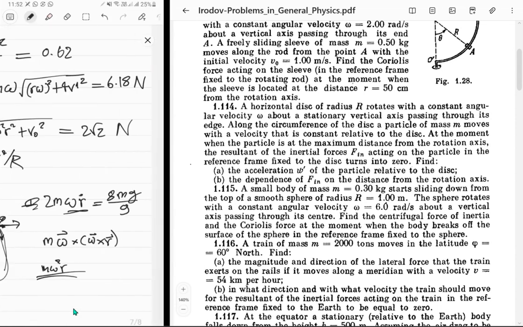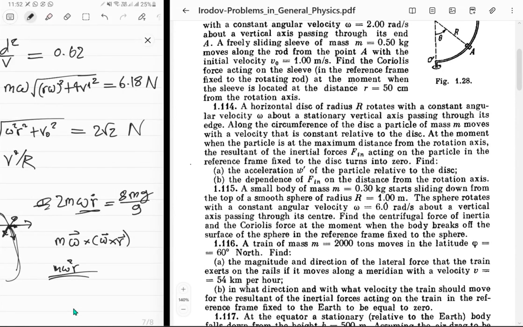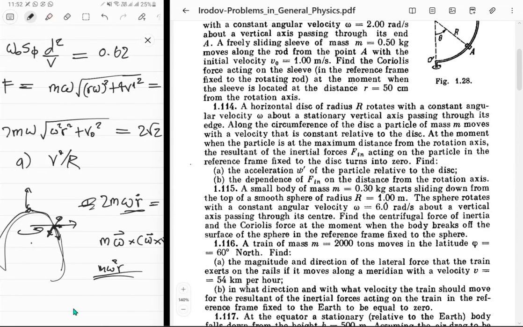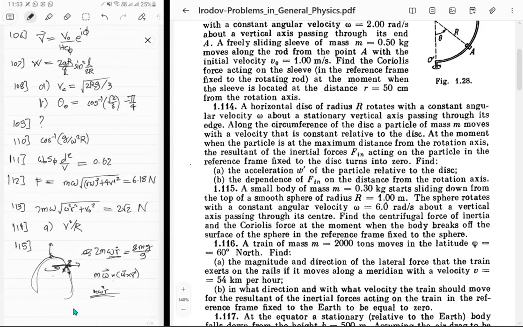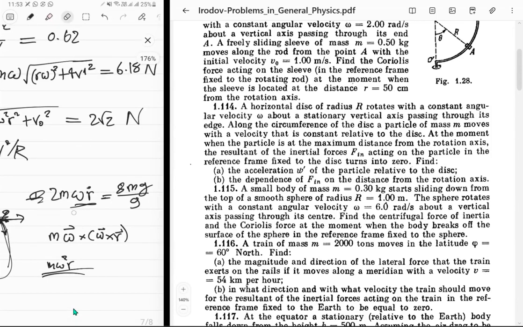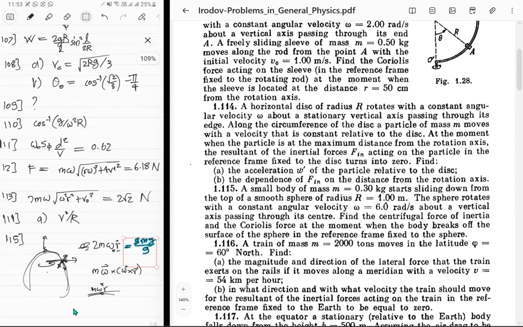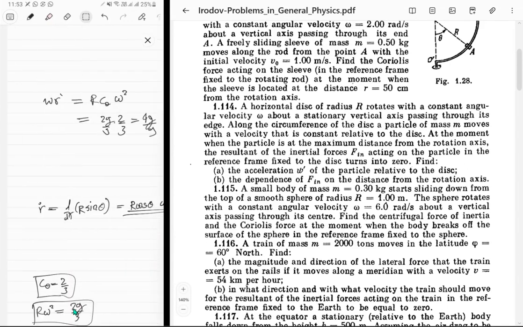Omega squared small r. You know what capital R omega squared is? That's not what we're looking for. Wait, this omega and that, aren't these two different? Oh no, this is bad. That omega, I should just label this as omega naught, so that they don't confuse what is going on. So this is not correct. Sorry, this is incorrect.